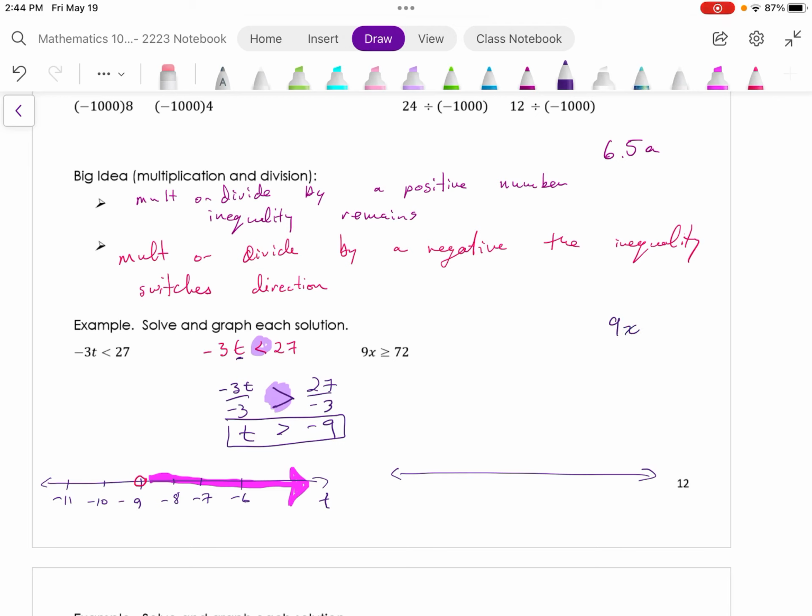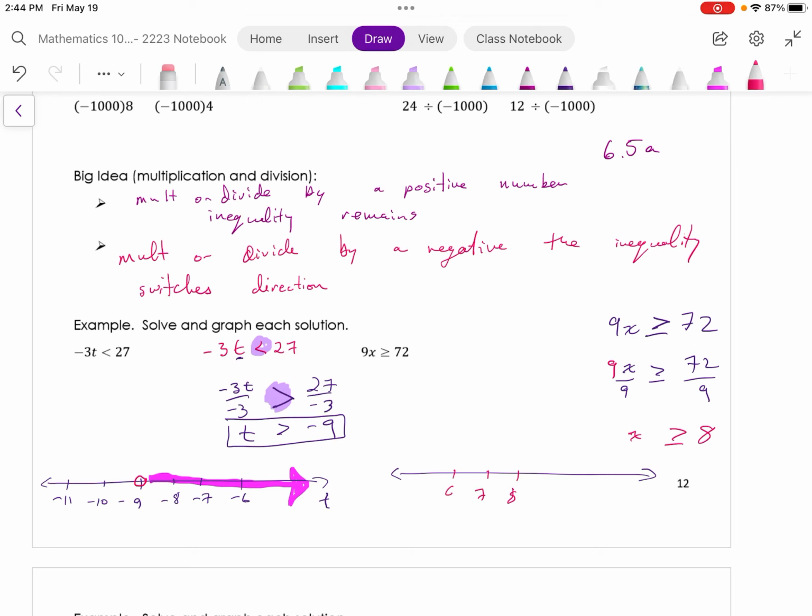All right, let's do this next one. 9x is greater than or equal to 72. So I'm going to divide both sides by 9. How does this change my inequality? Well, it doesn't, because I divided both sides by positive 9. It's a positive integer, so the inequality sign remains the same. I'm left with x is greater than or equal to 8. 72 divided by 9 is 8.